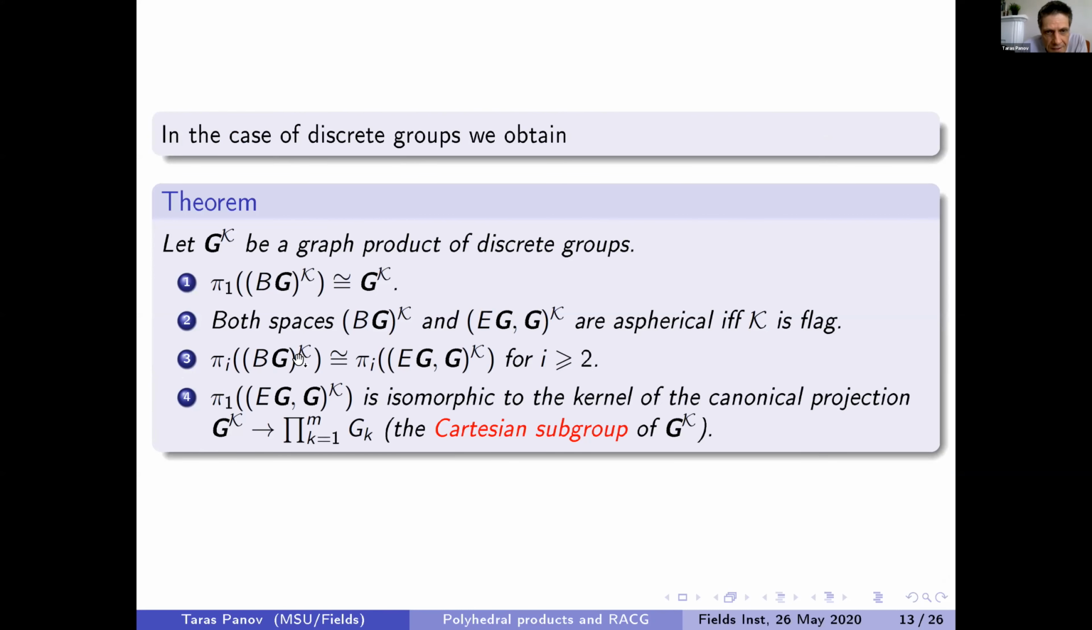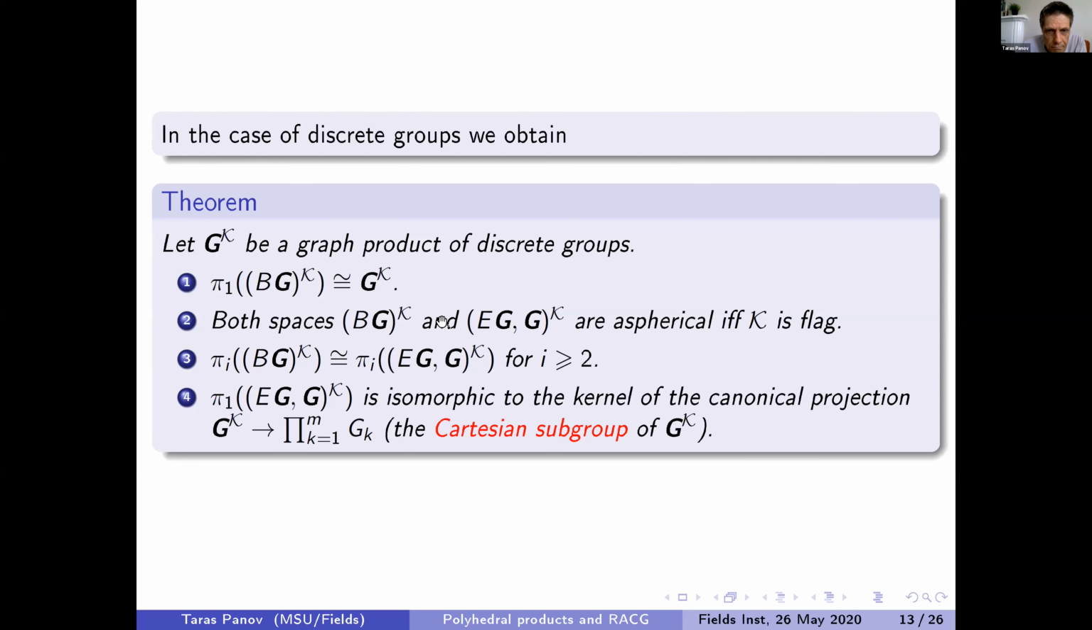Many parts of this statement appeared in different works in geometric group theory from the 50s. If you have a graph product of discrete groups, there are several things you can say about the polyhedral product of their classifying spaces. First of all, for arbitrary K, the fundamental group of this polyhedral product is a graph product. That holds for arbitrary K.